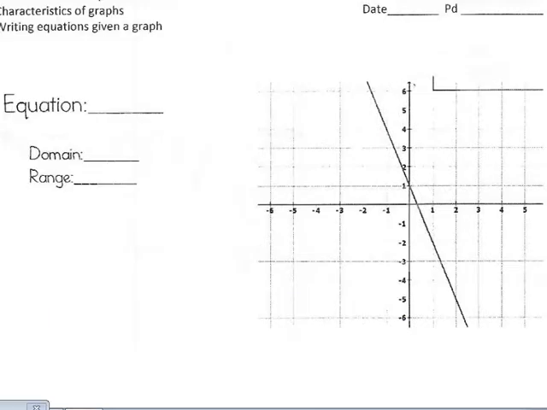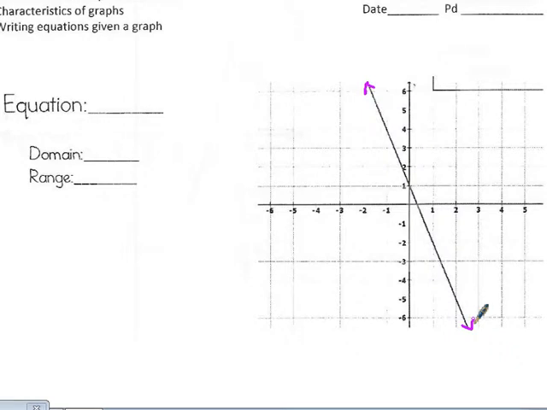So you should all have something that looks like this: transformations of parent functions, characteristics of graph, and writing equations given a graph. So we are given this graph, and we need to identify what the equation of it is. Well, this is just a linear function, right? We've done these a lot, so we're starting very simple.